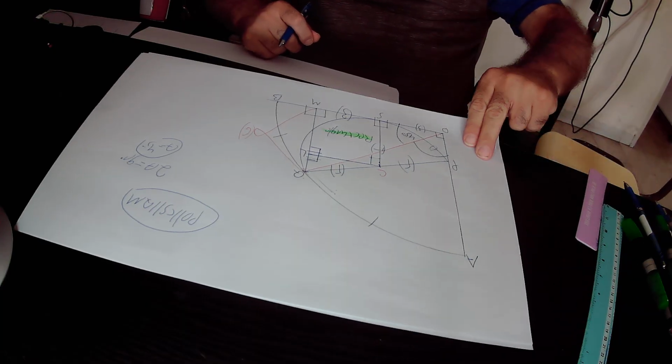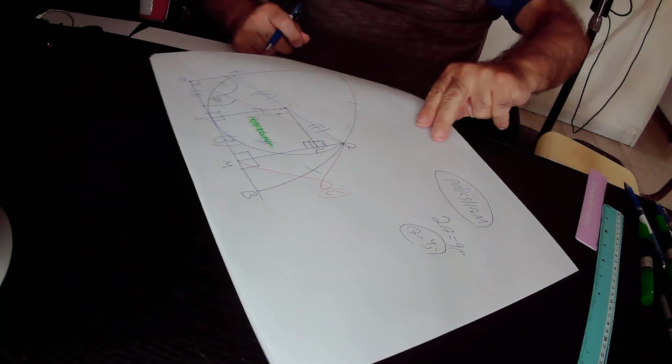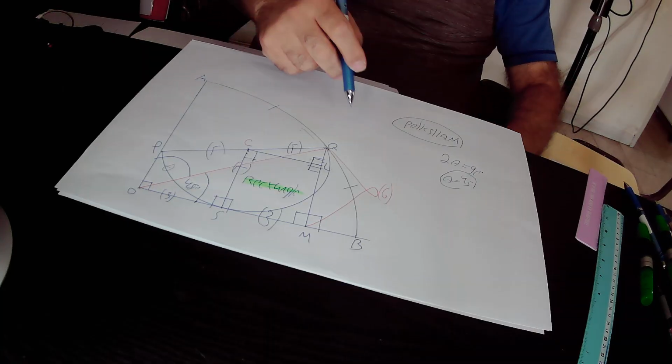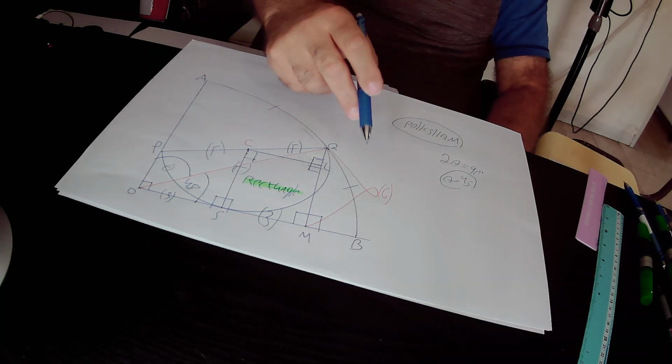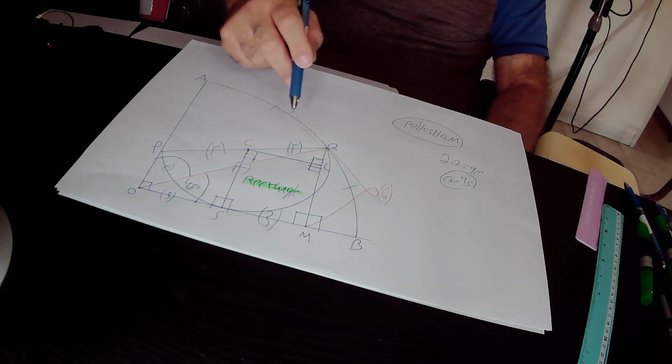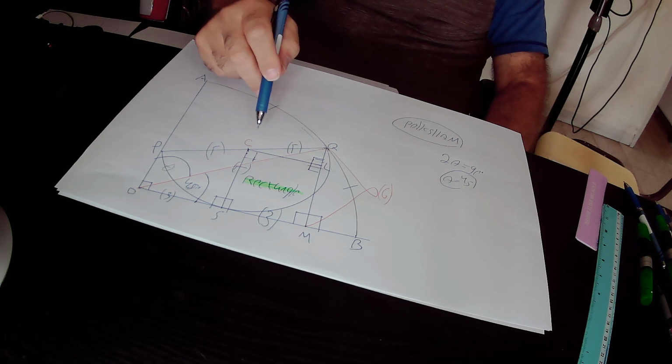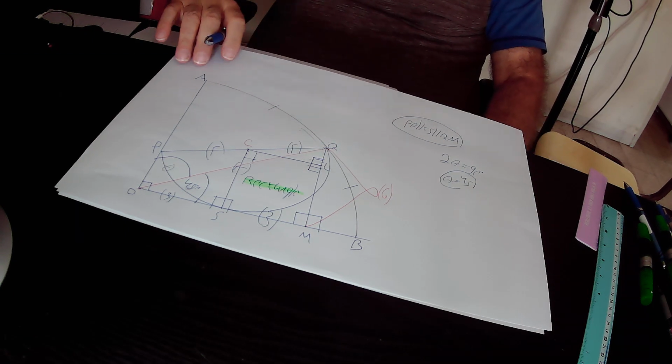But we also know that the opposite sides of a rectangle are equal to each other. So in rectangle CLSM, side SM must be equal to the opposite side CL. But SM is 3, therefore the opposite side CL must also be equal to 3 units in its length.